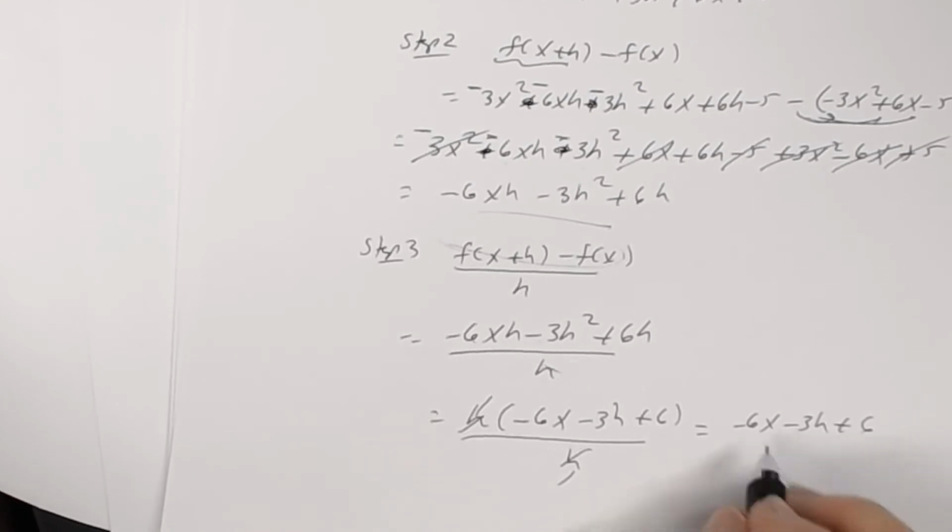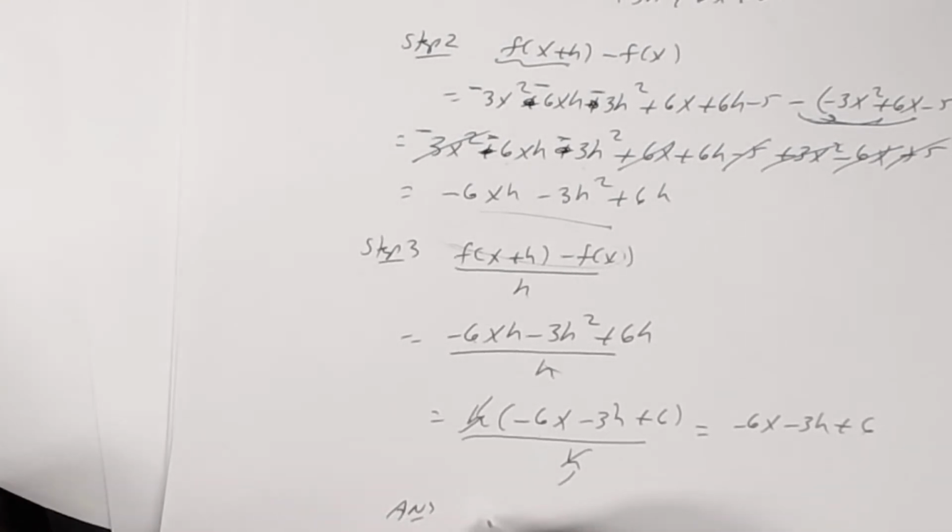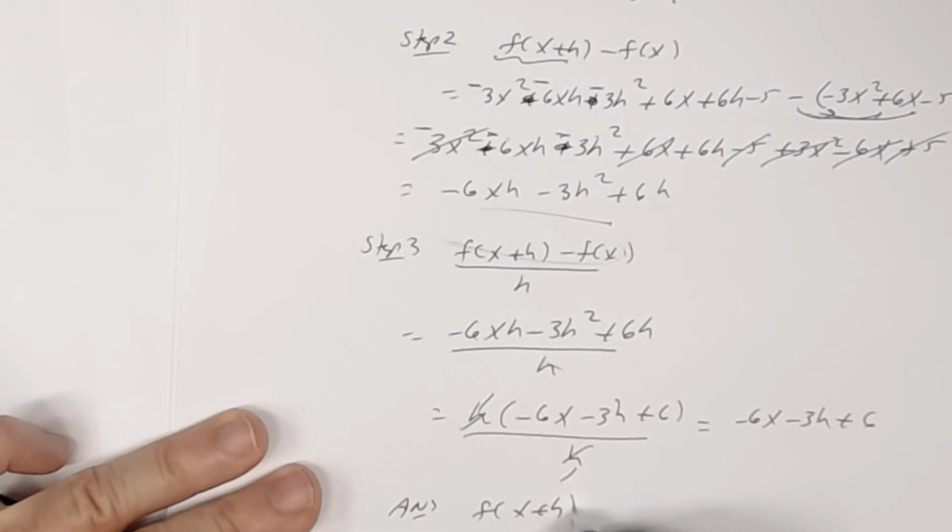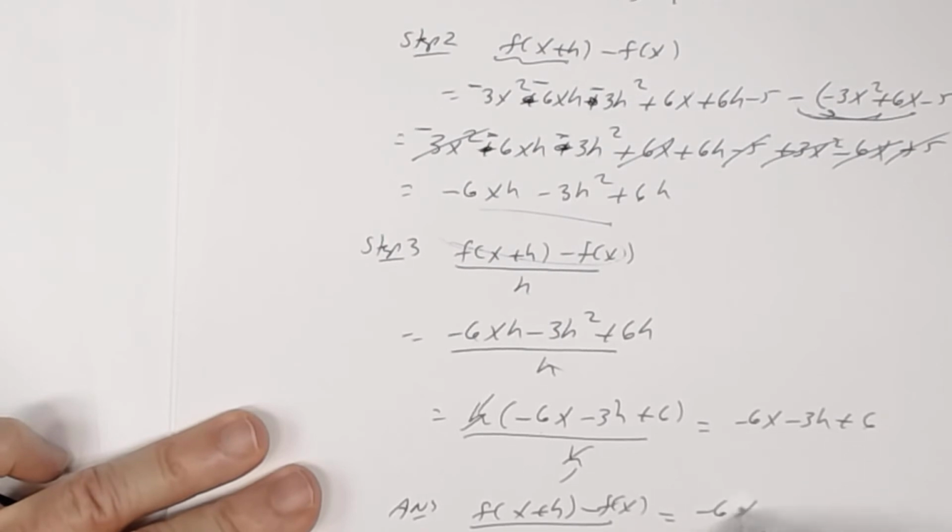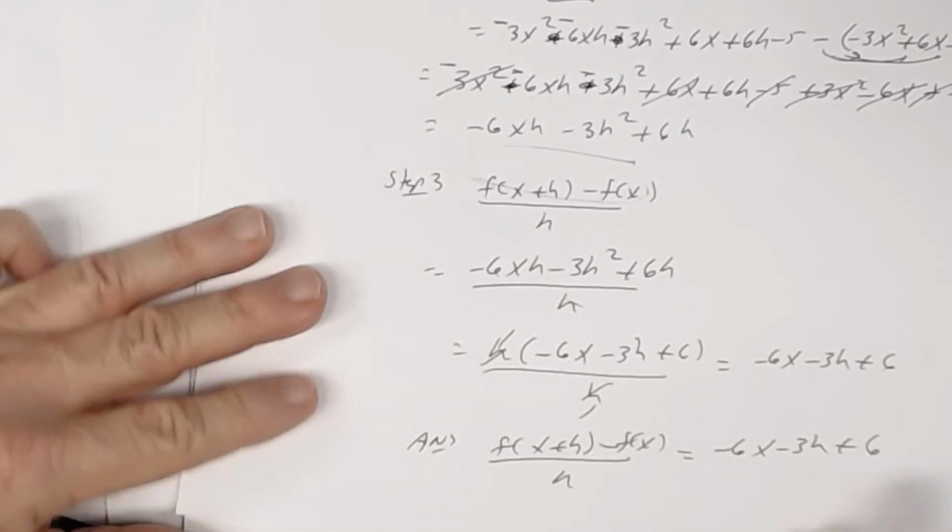Don't factor out the 3. And so your answer, you're going to say this. You're going to say f of x plus h minus f of x divided by h equals negative 6x minus 3h plus 6. Okay? And so there's your answer.